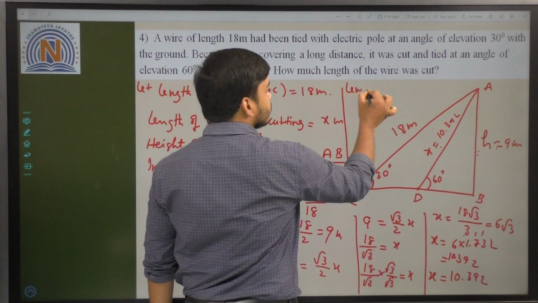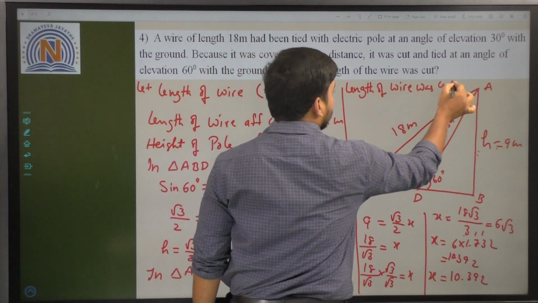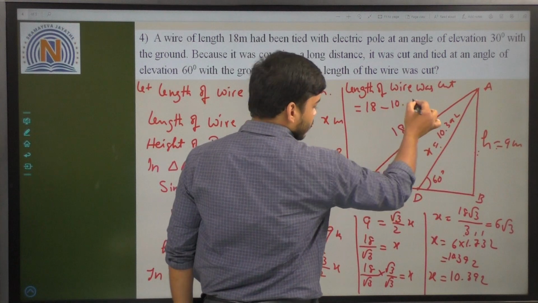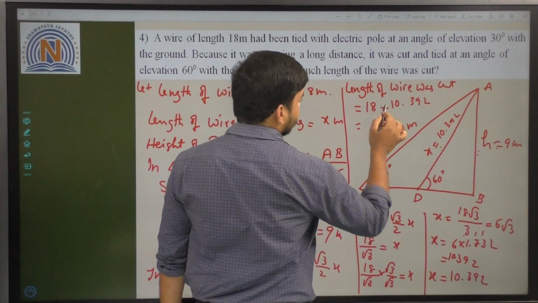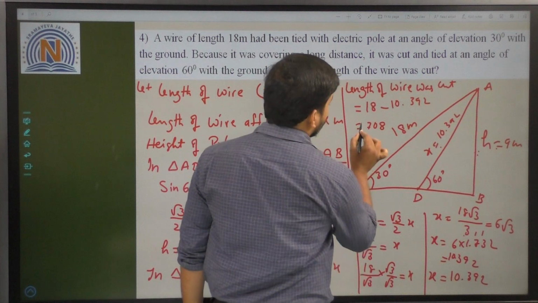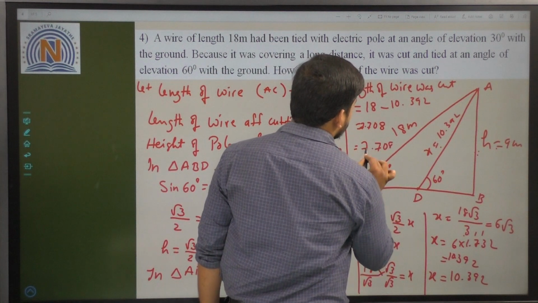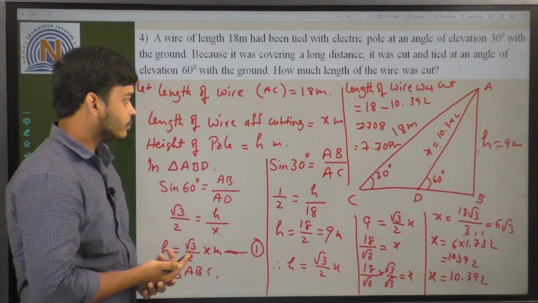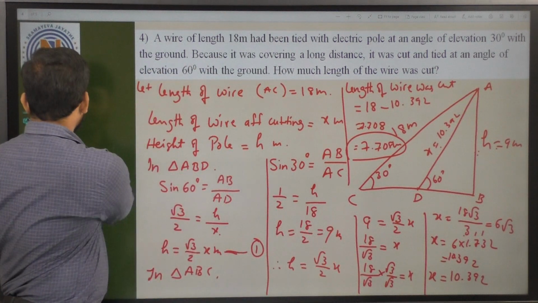Now I am finding how much length of wire was cut. The length of wire cut is equal to the total length of wire, 18 meters, minus the length after cutting, 10.392, which is equal to 7.708 meters. So 7.708 meters of wire is cut. That is the length of wire to be cut. Now coming to the next problem.